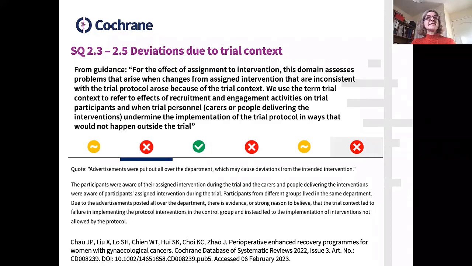Part of the consent process is you talk through the different arms that you could be randomised into. So for that trial, you could conclude that there was a risk of bias because participants took part in an intervention that they would not otherwise have done had they not been in a trial.